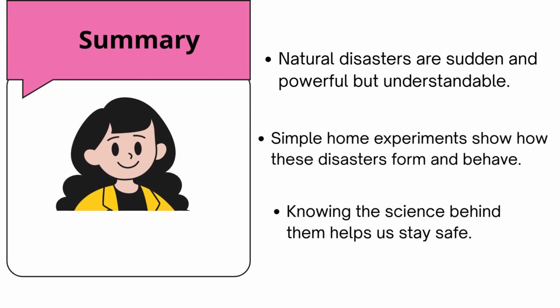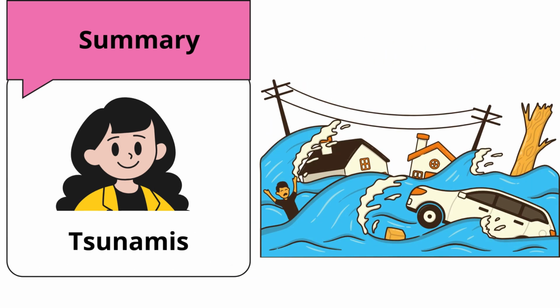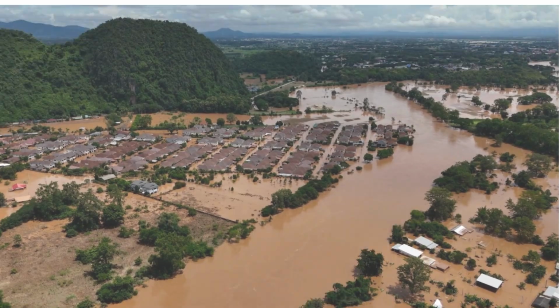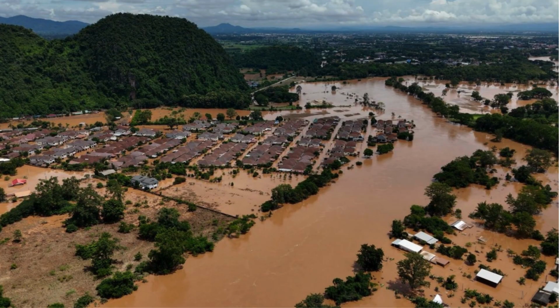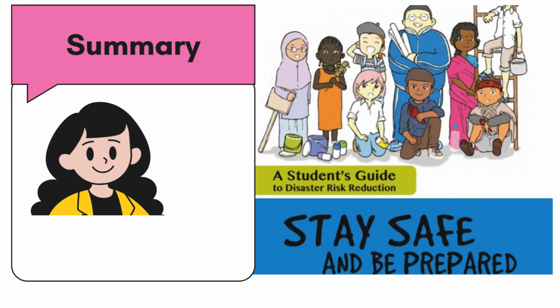Summary. Let's take a moment to review what we've learned today. By doing these simple, fun experiments, you now understand how natural disasters like earthquakes, cyclones, and tsunamis occur. You've seen how these powerful events affect our homes, cities, and the natural environment. More importantly, this hands-on approach helped you see science in action. You didn't just hear about it, you experienced it. And remember, learning how these disasters happen also helps us know how to stay safe when they do.